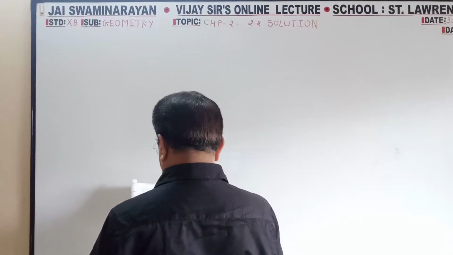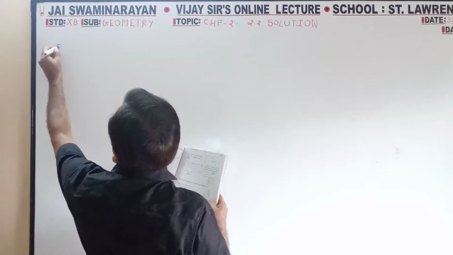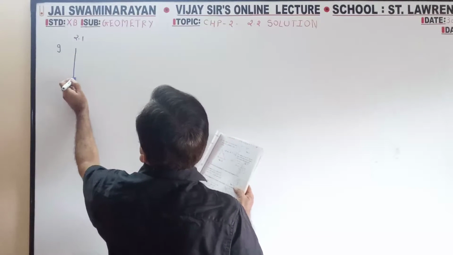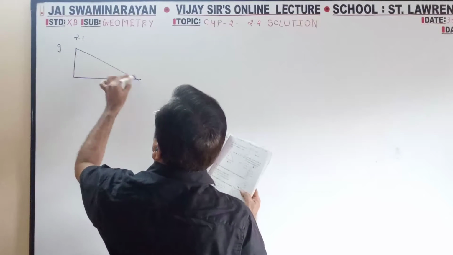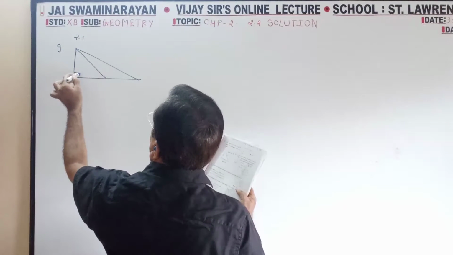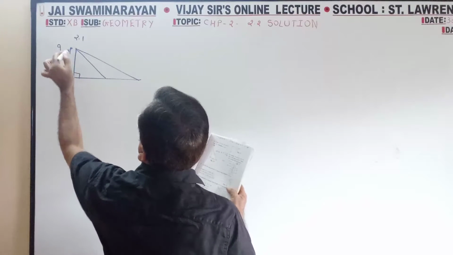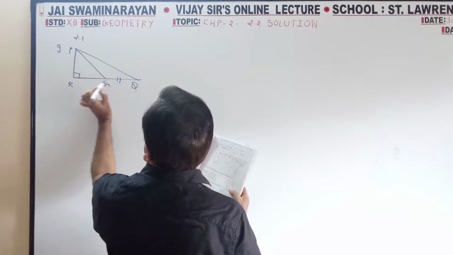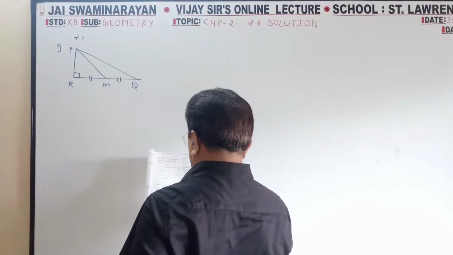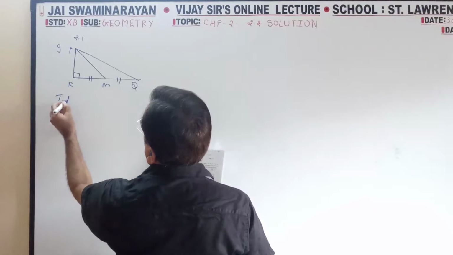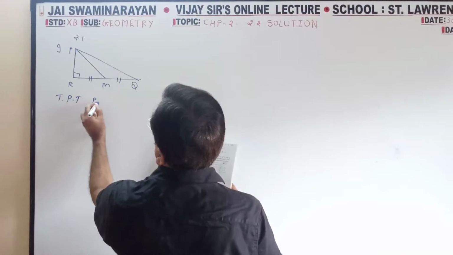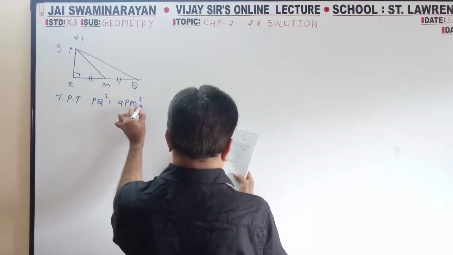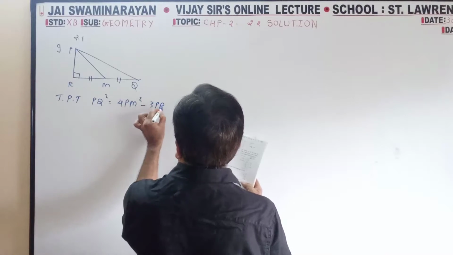Page number 39, sum number 9. Right angle triangle PQR, and this is M and it is a median. To prove that PQ square is equal to 4PM square minus 3PR square.